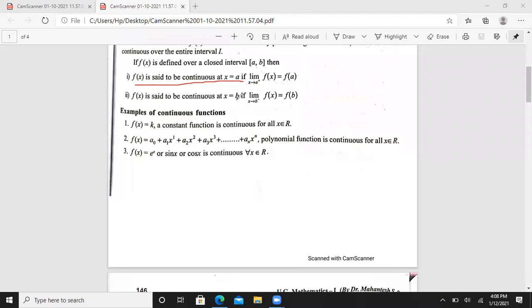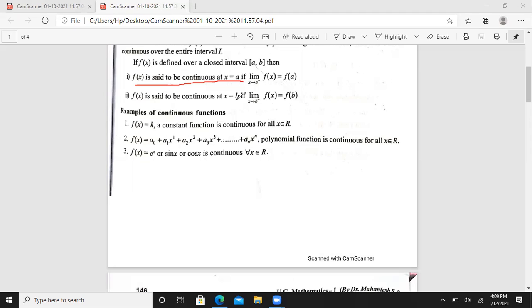Remember this one. The function is continuous at x equal to a if the limit of x tends to a plus, f of x equals f of a, and at x equal to b if the limit of x tends to b minus, f of x equals f of b. These are the two conditions. Remember this one. Next, examples of continuous functions: here three examples are there.